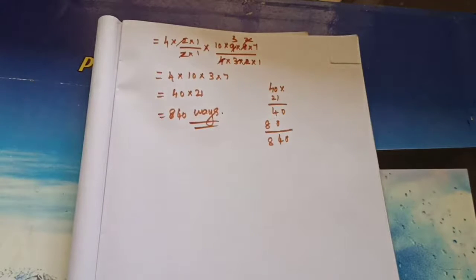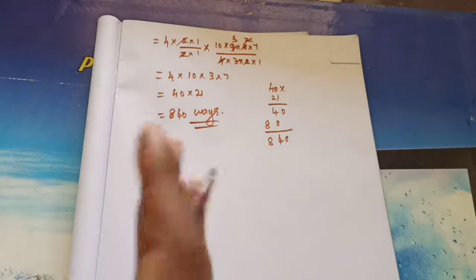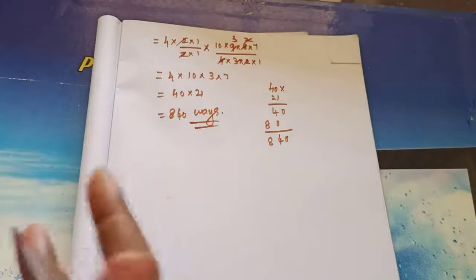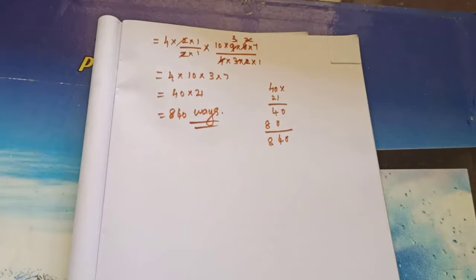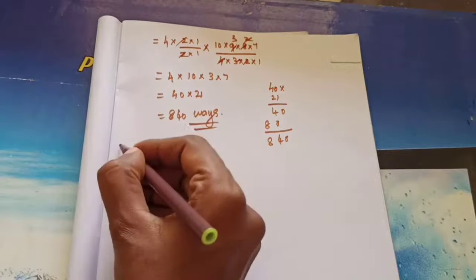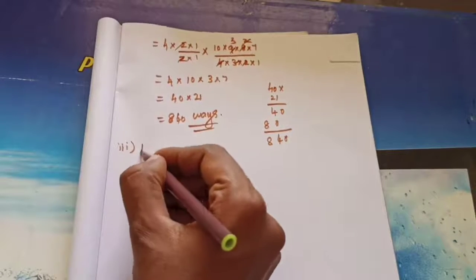So first what did you choose? 3 bowlers and 1 wicket keeper. The next one, how much did you take? 3 bowlers and how many wicket keepers? 2 wicket keepers. Next we are going to 4 bowlers, 1 wicket keeper. Then 4 bowlers, 2 wicket keepers. These are the 4 cases. Then afterwards you can use the fundamental principle of counting. Okay, got it?